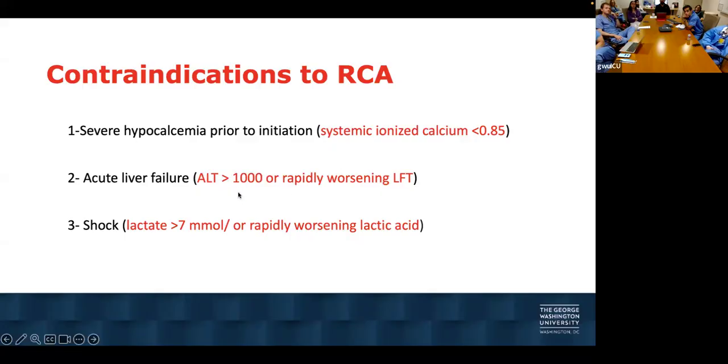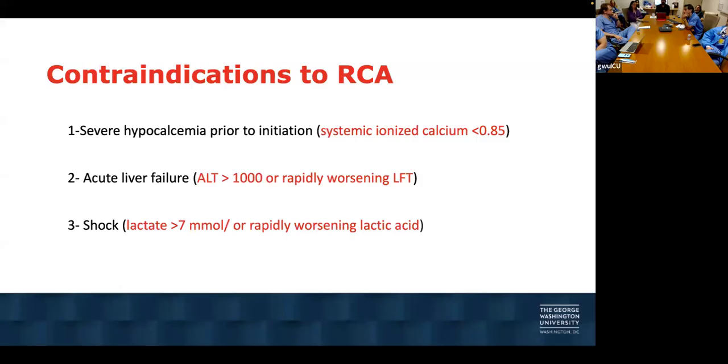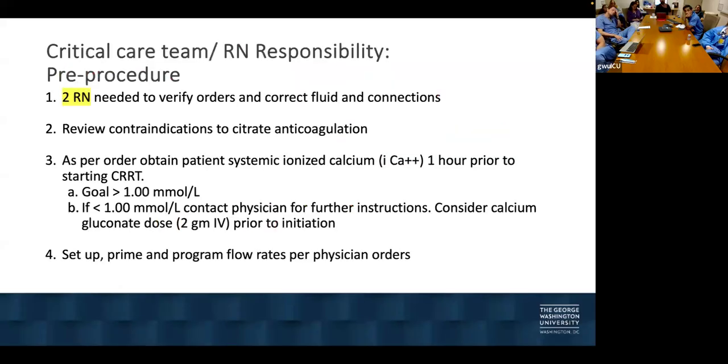LFTs, if they are rapidly worsening or rising, or lactate of 7 or rapidly worsening. If you have a lactate of 4 and a patient on 3 pressors, you don't have to wait for the lactate to go to 7. This is not a patient for citrate. If you already have a hemodynamically unstable patient going into progressive shock, this is not the patient for citrate. Wait until things settle down, then you can introduce citrate. What about non-lactate acidosis? That's fine. It should be okay.